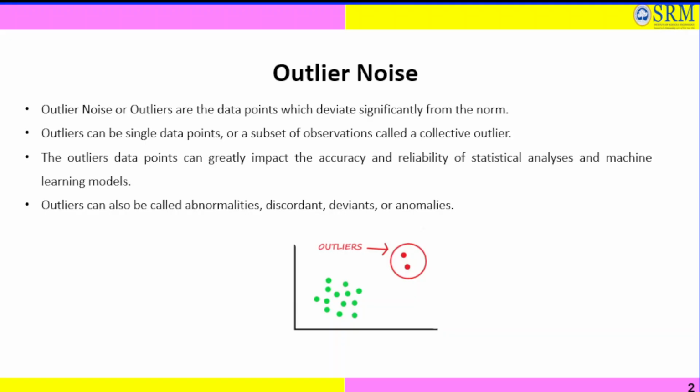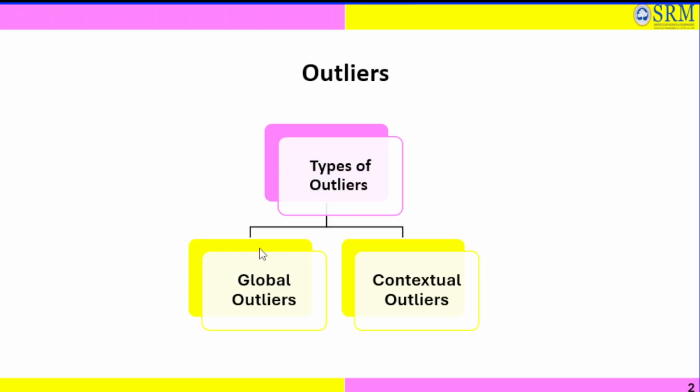So in summary, outliers are data points that are so different from the rest of the data that they distort the results of statistical analysis and machine learning models. It is important to identify and handle outliers appropriately to ensure the accuracy and reliability of your data analysis. So we have two types of outliers. One is global outliers, the other one is contextual outliers.